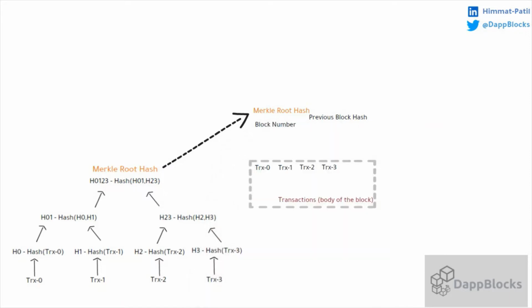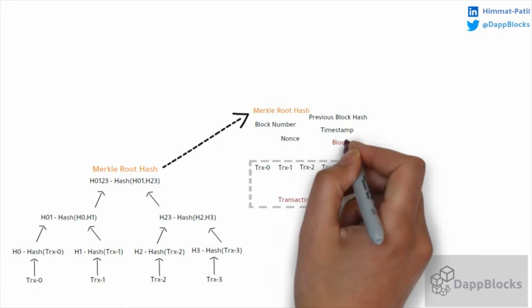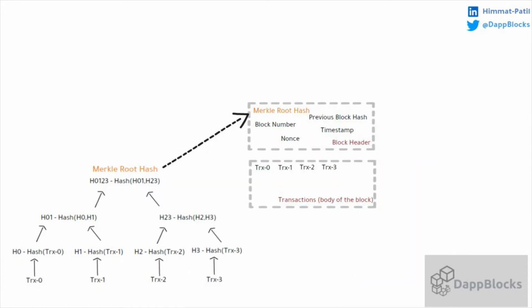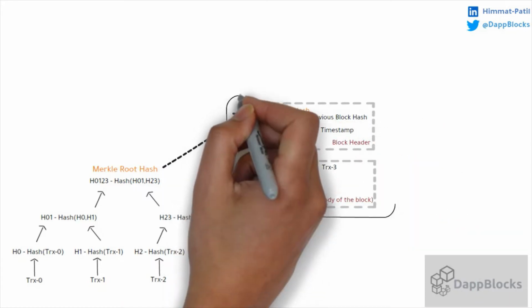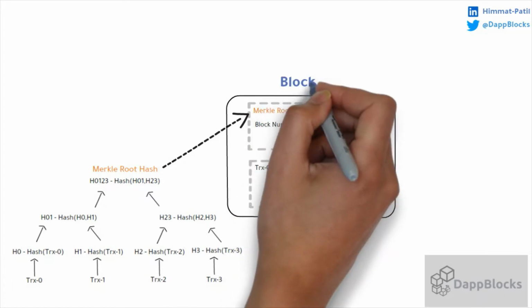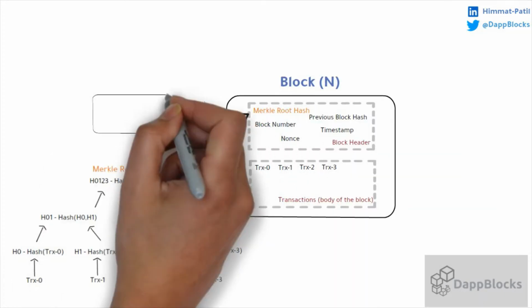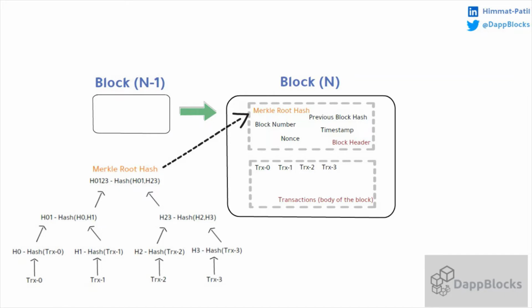Previous block hash, block number, timestamp and nonce are present in the block header. A block is the combination of the block header and the body of the block. Let's say this is block n. Likewise, we have the previous block, which is n minus 1, and the next block, that is n plus 1. These blocks are connected using the hash of the previous block. So this is a graphical representation of a blockchain.